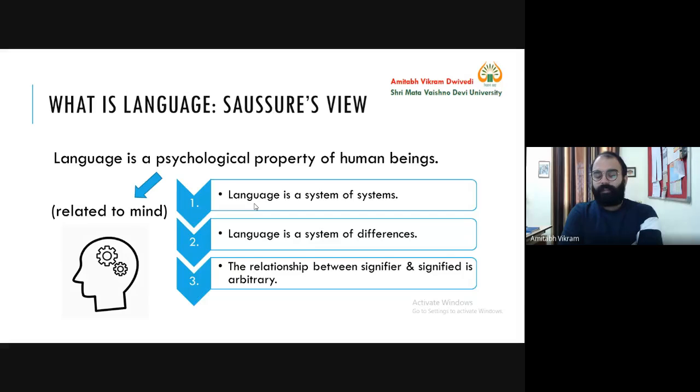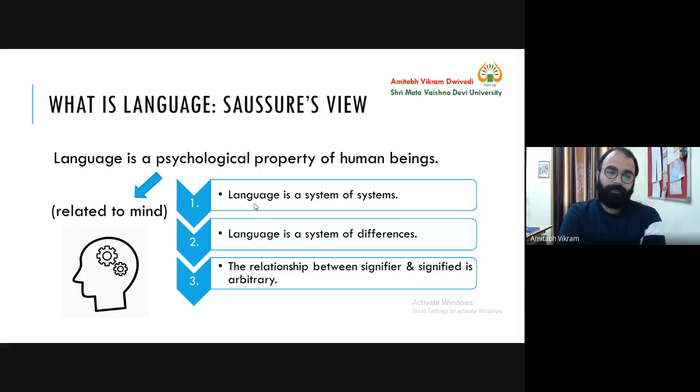Now, what are these statements? We will look at them one by one. First, language is a system of systems. Second, language is a system of differences. And third, the relationship between signifier and signified is arbitrary.